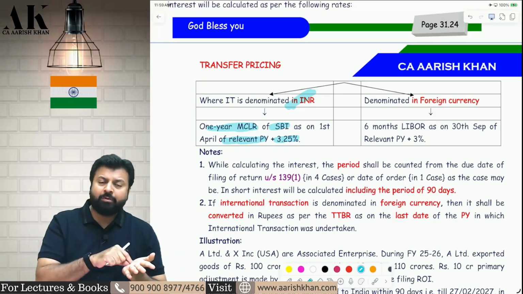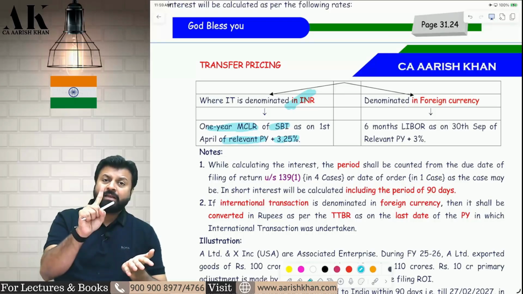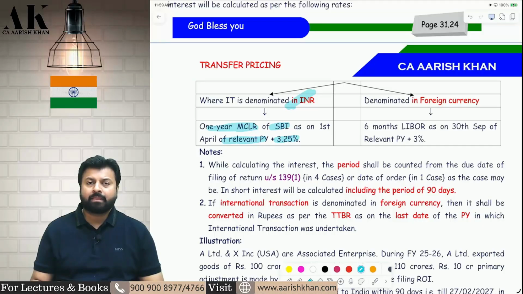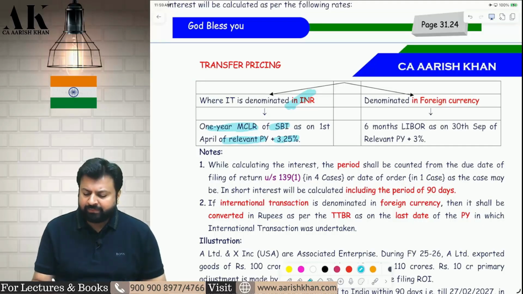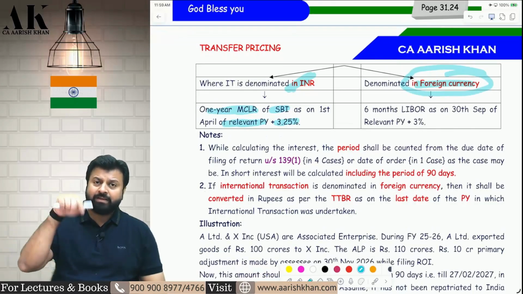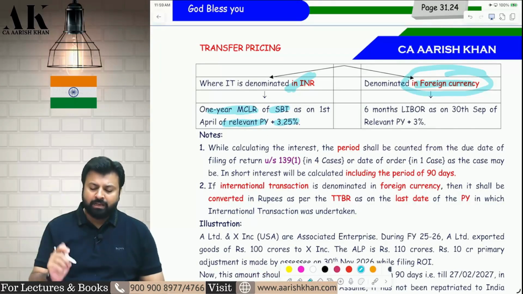For whichever year you are computing the interest, that year's 1st April you have to take MCLR plus 3.25%. Okay, understood, sir. Sir, what if the transaction is denominated in foreign currency? If the transaction is denominated in 50 crore dollars, first convert that 50 crore dollars into rupees and then go ahead. So how to convert that?